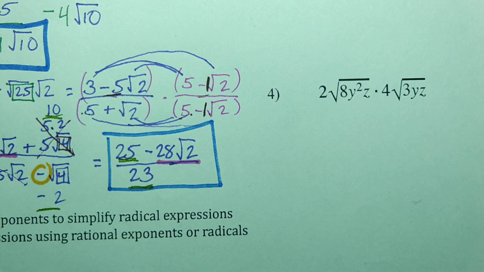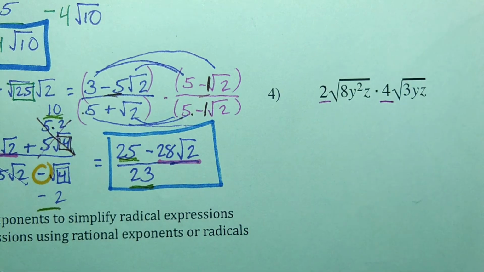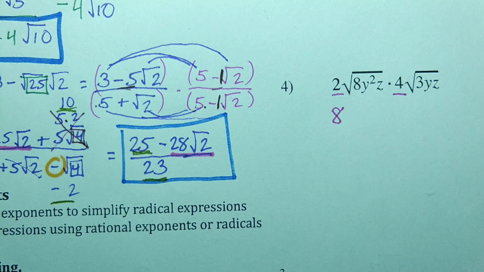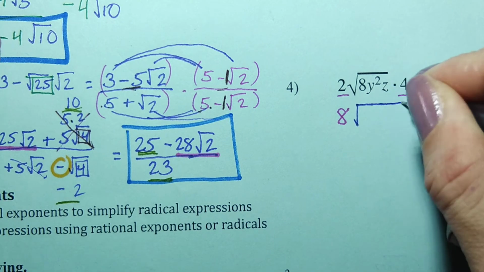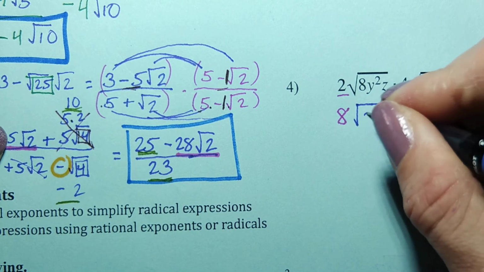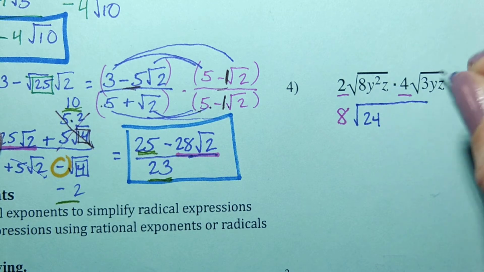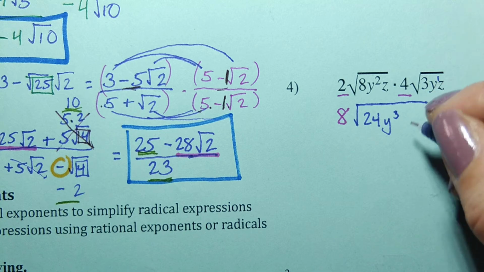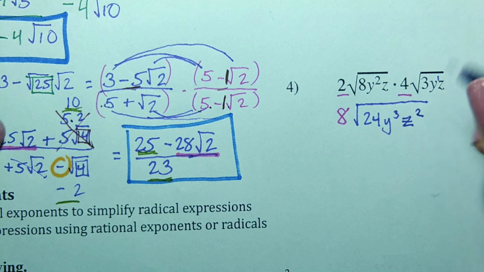So 2 times 4, 8. Then multiplying the radical stuff, 8 times 3 is 24. Y squared times y to the first, adding those, y cubed. And z times z, z squared.